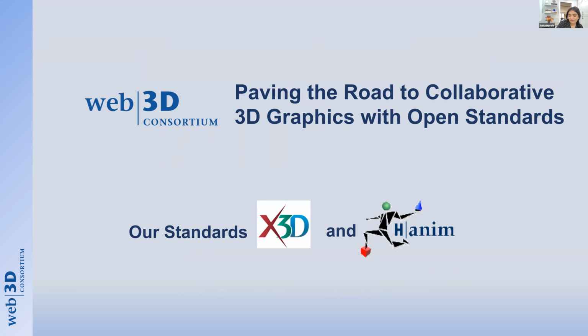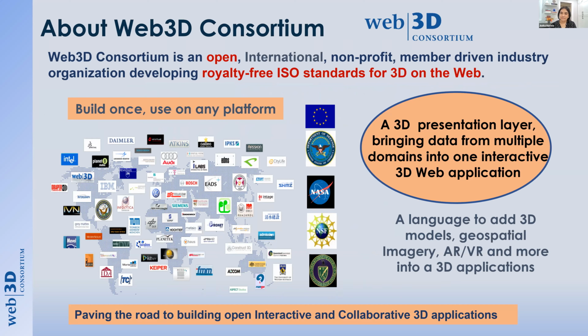So here we are, almost 25 years of building standards and paving the road to collaborative 3D graphics. We have two active standards, X3D and HAnim. Our consortium was founded in 1997. It's open, it's an international nonprofit organization, and we develop royalty-free ISO standards for 3D on the web.